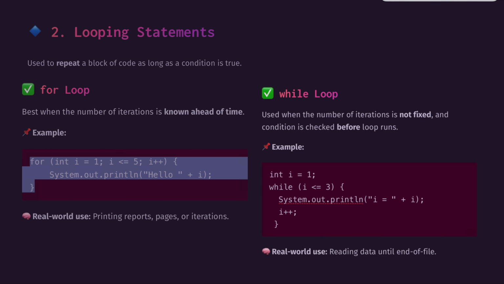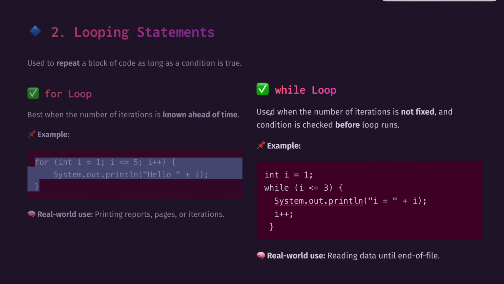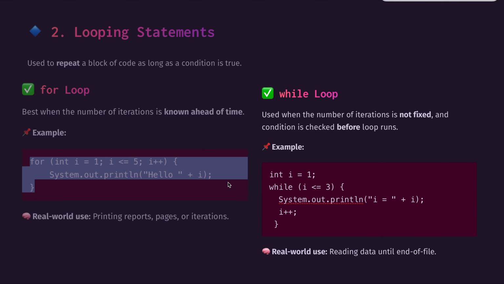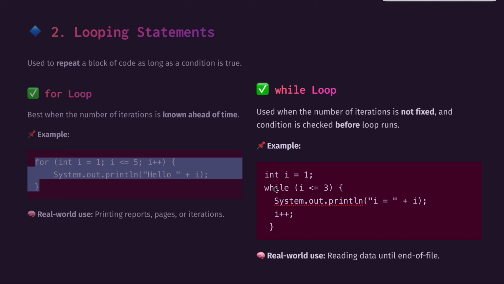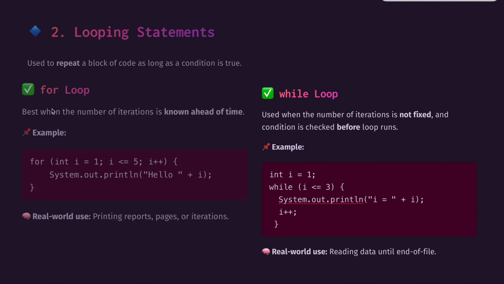Okay, next, the while loop. This is also similar to a for loop, but here the syntax is different. Like here, for I equal to 1, we are initializing the value of I to 1. The while loop is used when the number of iterations is not fixed and the condition is checked before the loop runs. Let's see the difference. While loop is used when the number of iterations is not fixed. The for loop is used when the number of iterations is known. We know the number of iterations. So if it is 10, we do it this way.